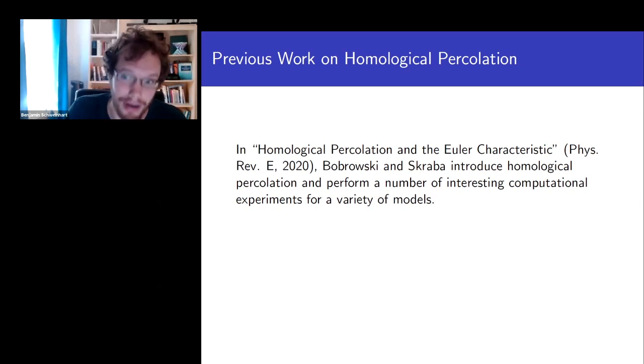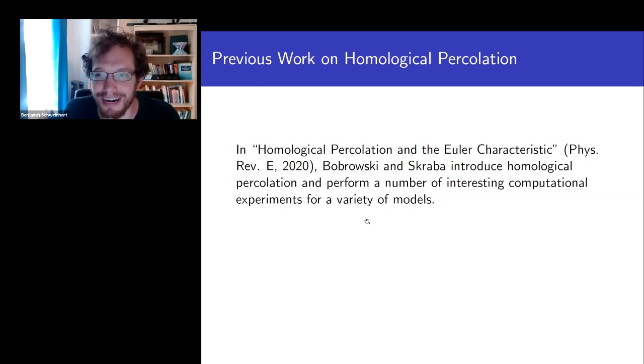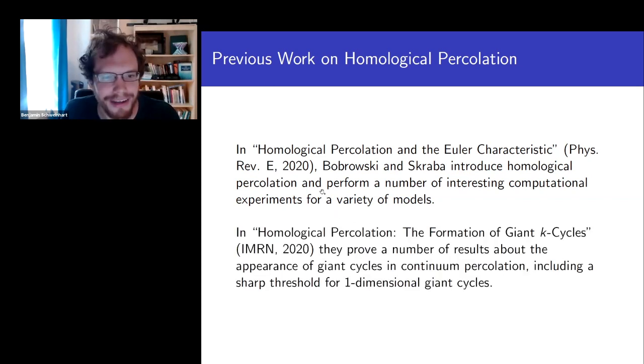And they noticed a number of interesting phenomena, such as an apparent relationship between the expected Euler characteristic curve, which is something you can write down exactly, and the observed percolation thresholds. They didn't line up exactly, but they seem to be close to each other. So this is a cool paper, and I encourage you to look into it if you're interested in that.